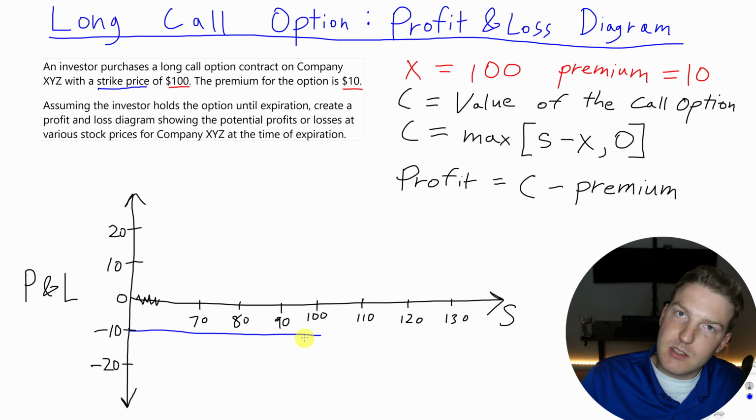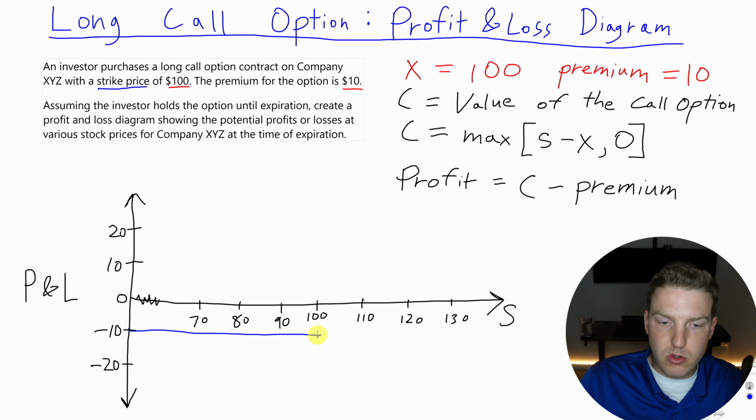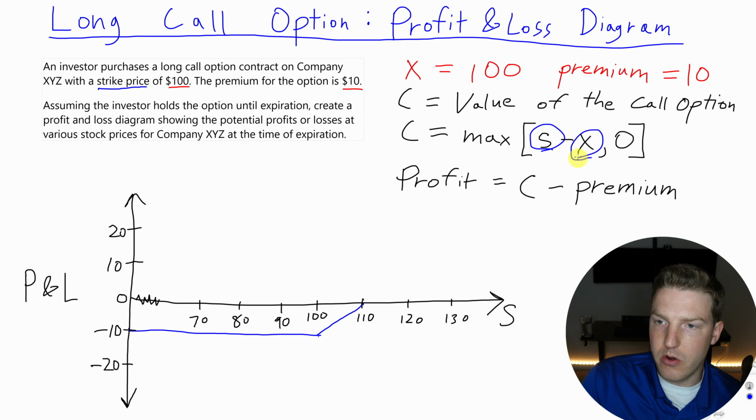But once we start getting past that $100 mark, we start to recoup some of our losses. Let's just draw a line right here. So we're going to 110, and 110 is our break-even point. Why is that? Because if the underlying stock price, S, is equal to 110, and X is equal to 100, then this value becomes 110 minus 100, which means that the call option's value is $10. Then if we want to calculate our profit, we take our $10, the value of our call option, and subtract the $10 premium we paid, and our profit is equal to 0.